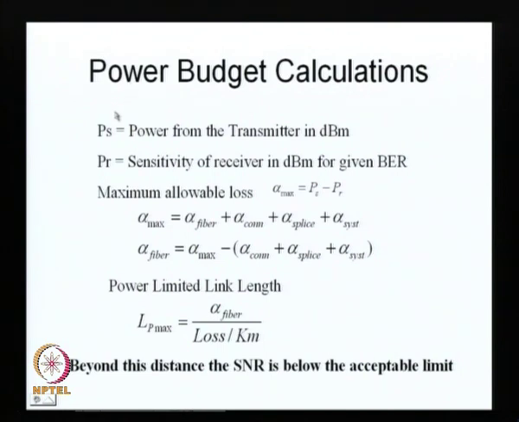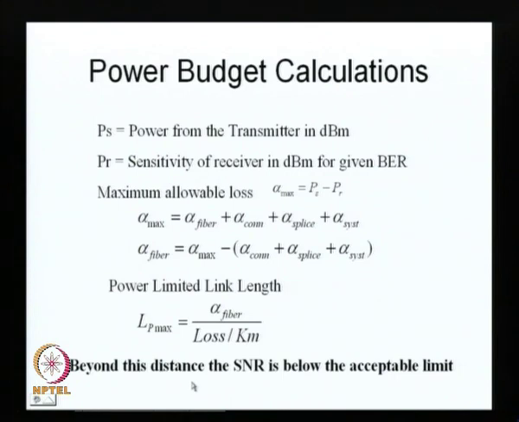So essentially, we are accounting for the power losses at various levels in the communication link, and those losses must be less than the difference between the transmitted power and the receiver sensitivity. So if we have the transmitted power PS and the received power is PR, then the difference between these two is essentially the maximum allowable loss in terms of dB. So here every quantity is in terms of dBm. So PS is in dBm, PR is in dBm. So difference of these two gives you in dB. That means the loss in terms of dB is PS minus PR.